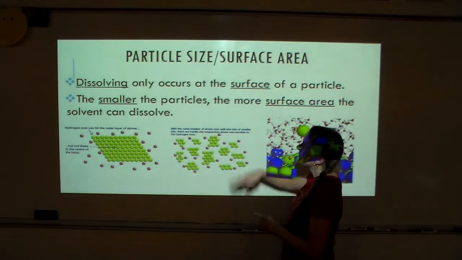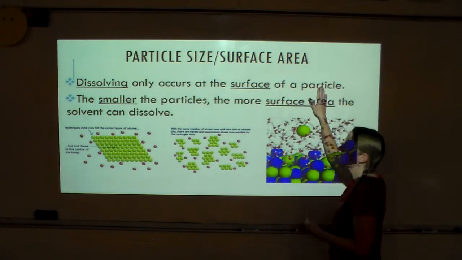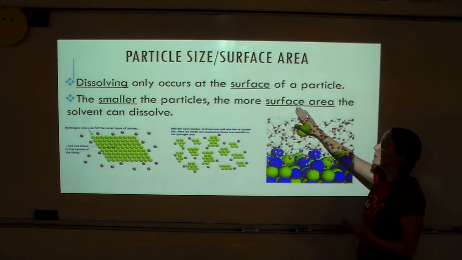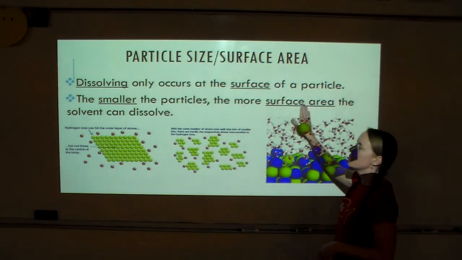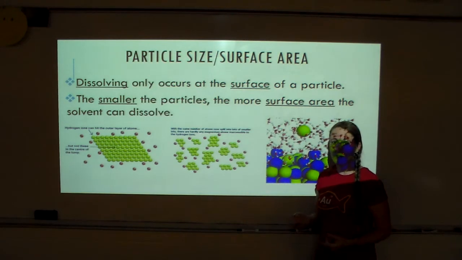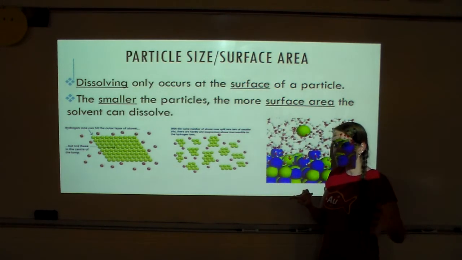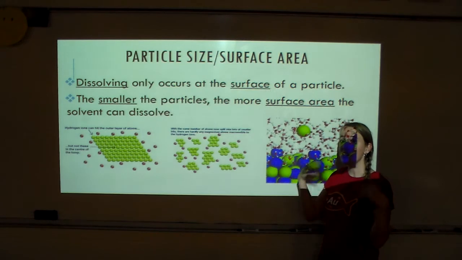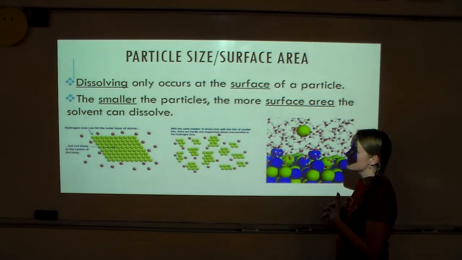So, since again dissolving only occurs at the surface, the smaller the particles, the more surface area that the solvent can dissolve. Okay, so remember, 3 ways to speed up dissolving. Stir, which disperses it, heat it, which speeds it up, or crush it, because that will increase the surface area or make the particles smaller.